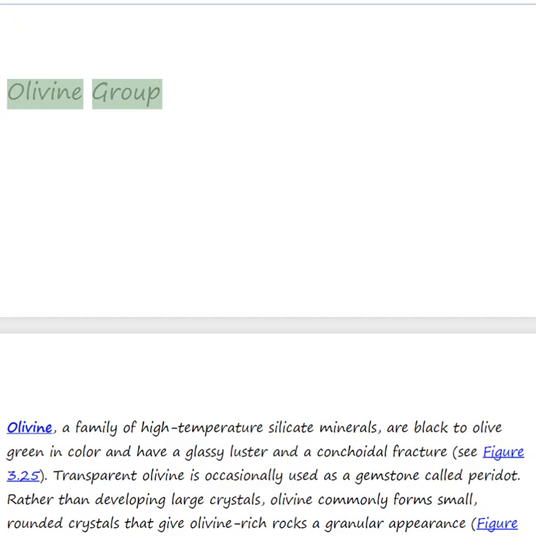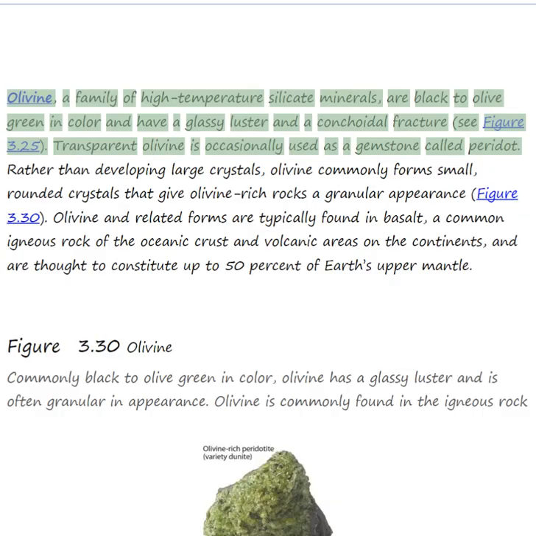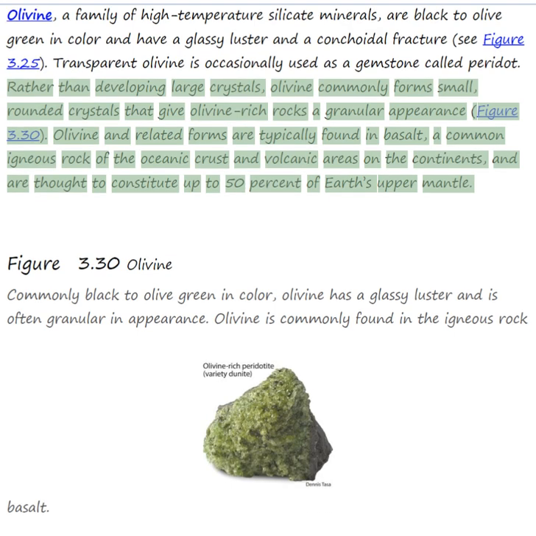Olivine group. Olivine, a family of high-temperature silicate minerals, are black to olive green in color and have a glassy luster and a conchoidal fracture. Transparent olivine is occasionally used as a gemstone called peridot. Rather than developing large crystals, olivine commonly forms small, rounded crystals that give olivine-rich rocks a granular appearance.